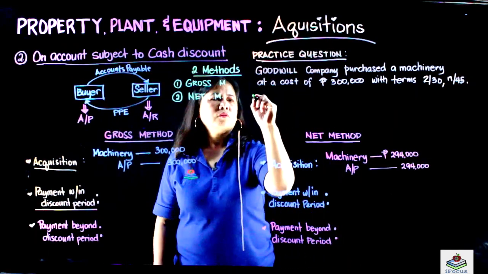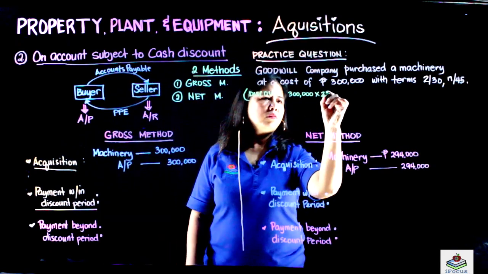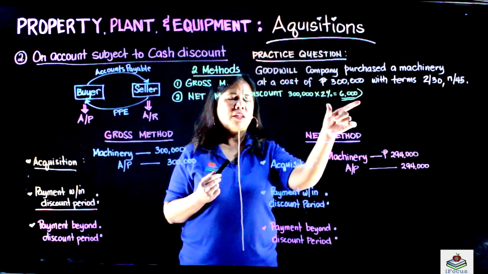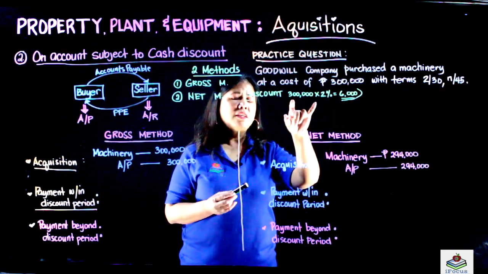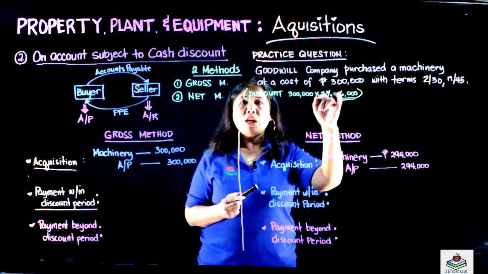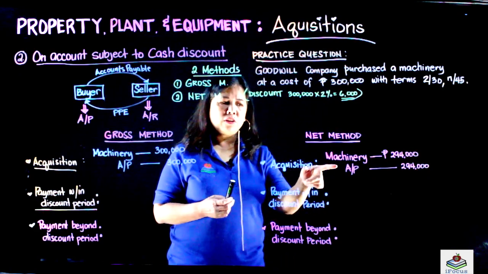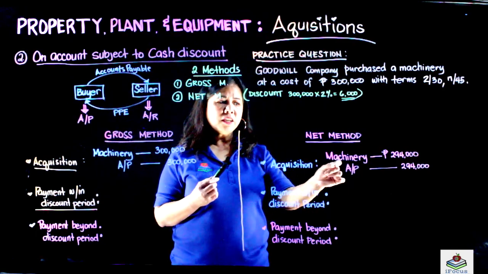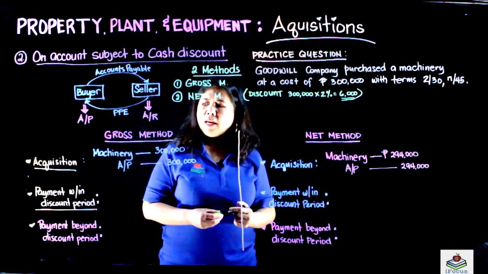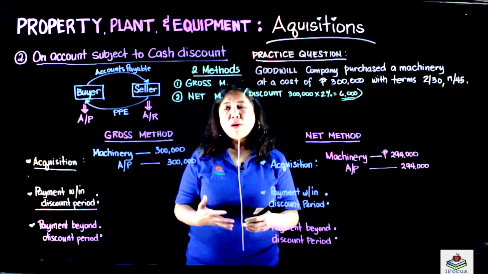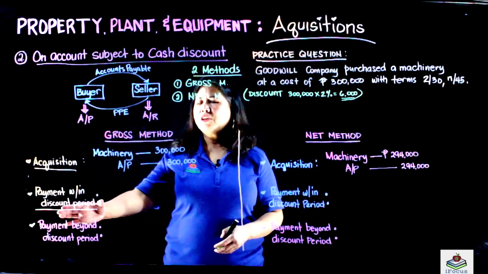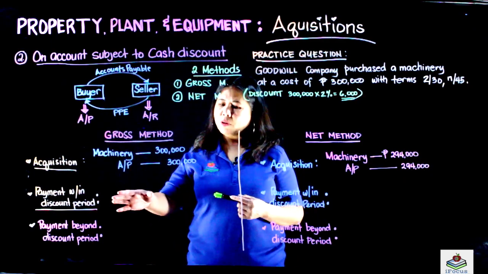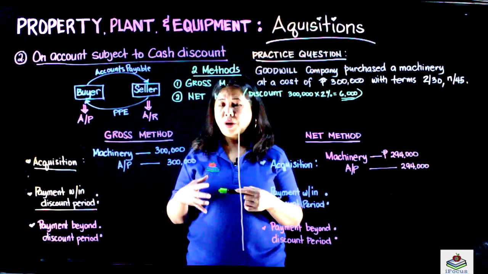Lagay ko dito. Ang cash discount natin, 300,000 times the 2% is 6,000. Yan ang ibabawas natin sa 300,000 na purchase price using the net method. So, net na ang i-debit natin sa ating machinery at i-credit natin sa accounts payable. Then, kapag nagbayad ang company within the discount period using the gross method, our entry will be debit to the accounts payable and credit to cash, then credit to machinery.